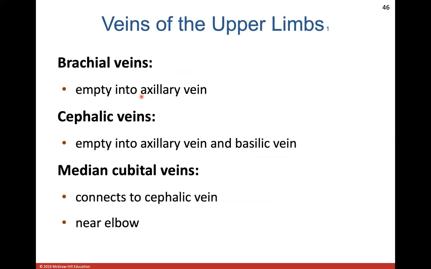Veins of the upper limbs, then. We have the brachial veins empty into the axillary vein in the armpit. Cephalic veins empty in the axillary vein and basilic vein, and then the median cubital veins connect to the cephalic vein. These are near the elbow, and the median cubital vein is normally the one for venipuncture if you get a blood sample taken.